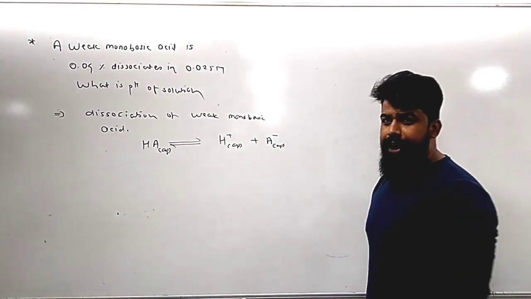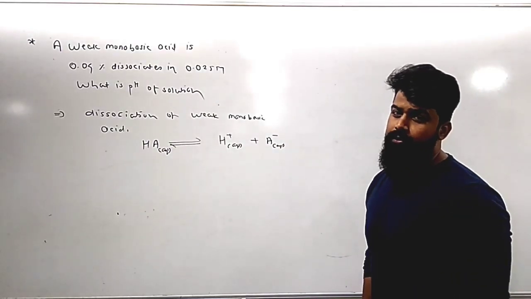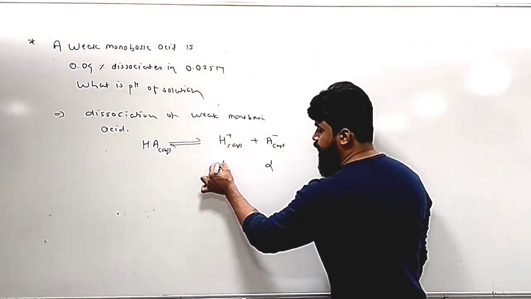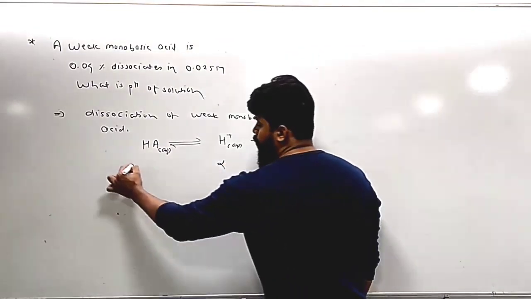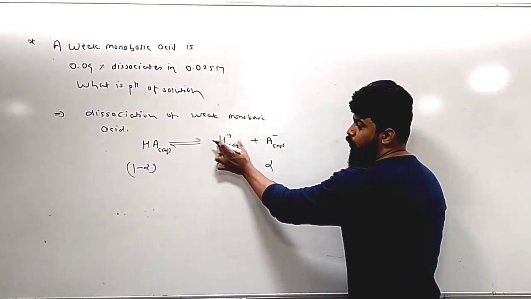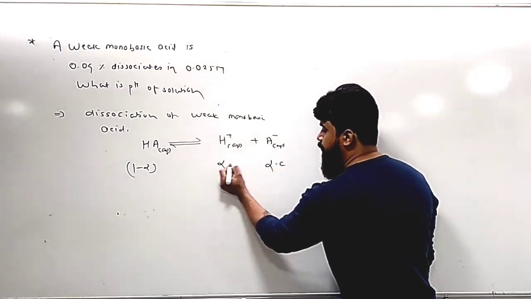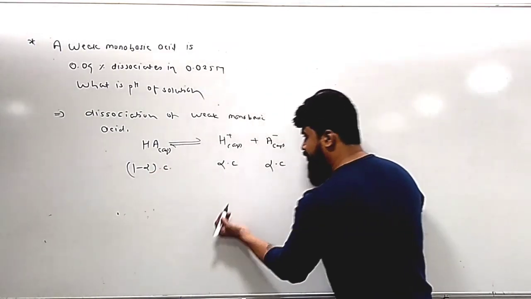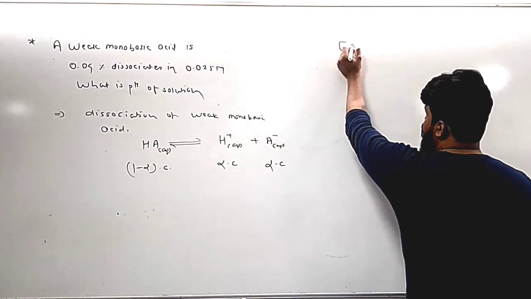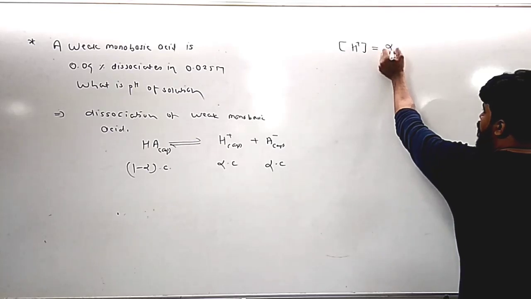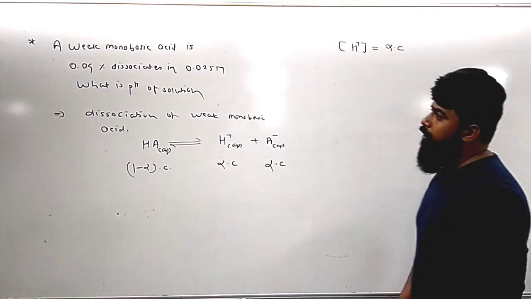This numerical quite resembles the numerical which we have solved about acetic acid. Suppose alpha is the degree of dissociation at equilibrium. So HA remains 1 minus alpha. So the total amount of H plus is alpha into C, and HA is 1 minus alpha into C. If you want to find the concentration of H plus ion, it can be calculated by the formula alpha into C. But what is alpha?